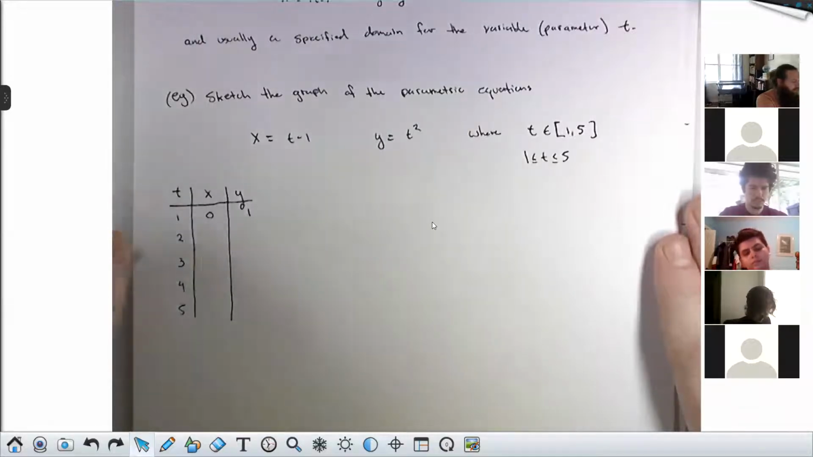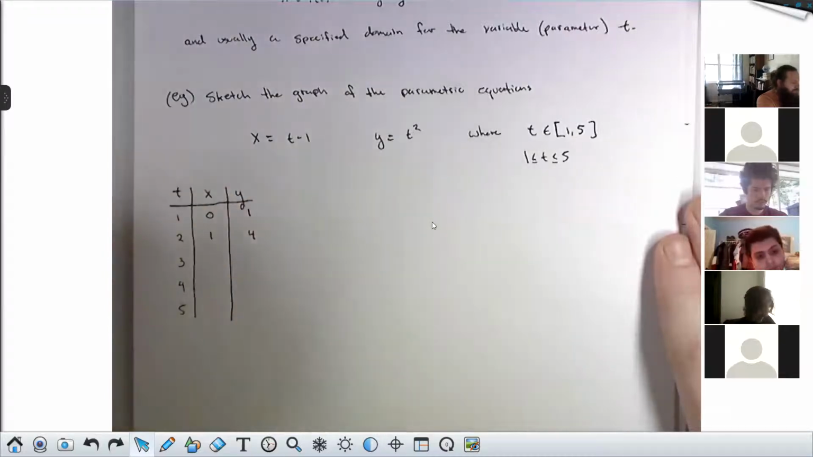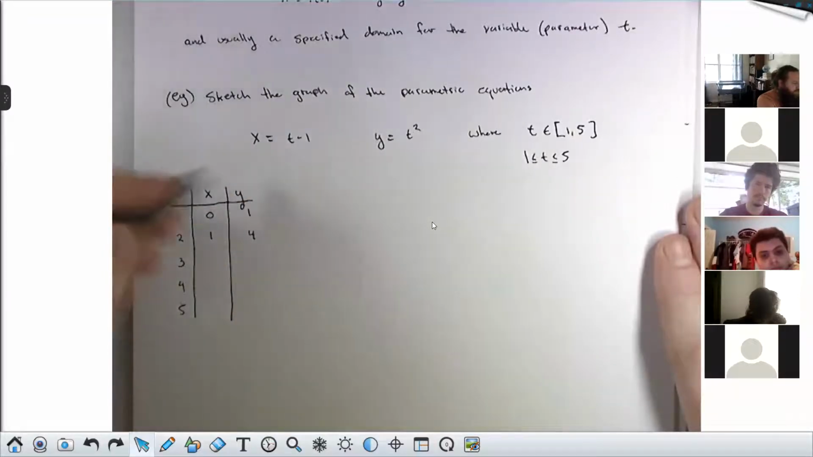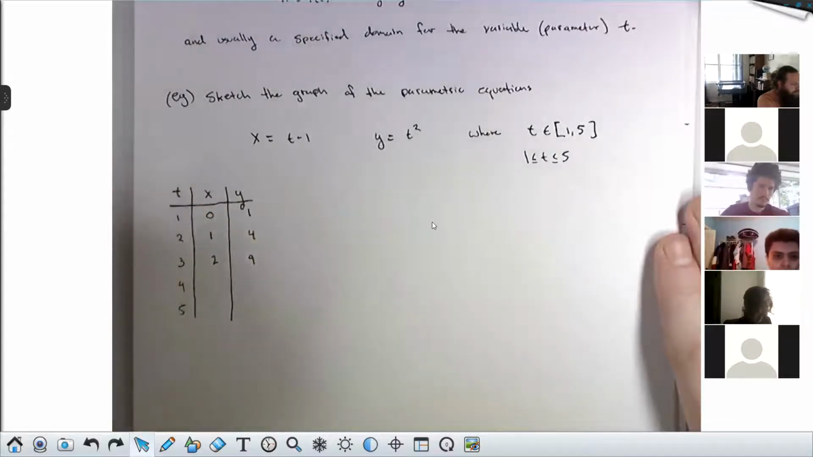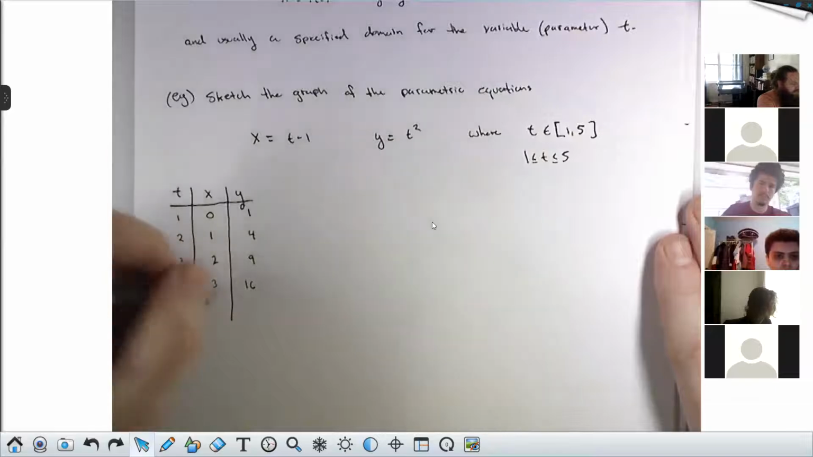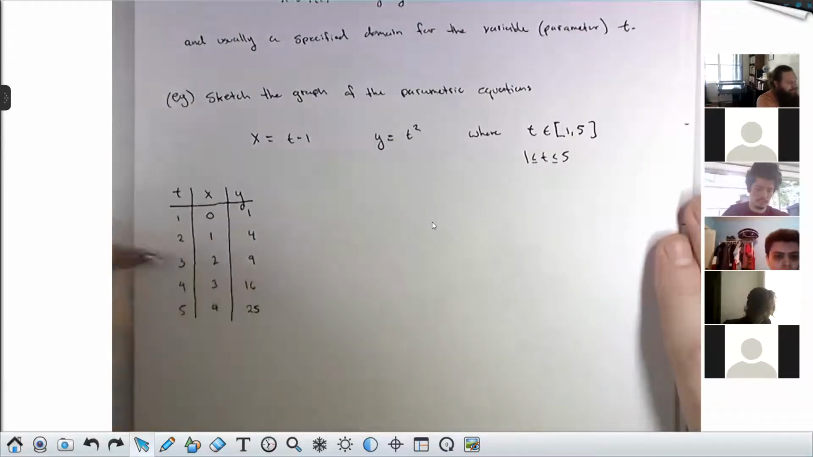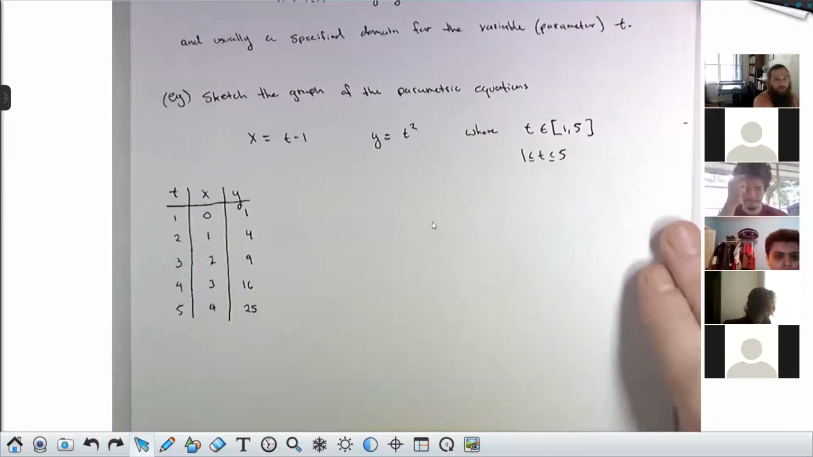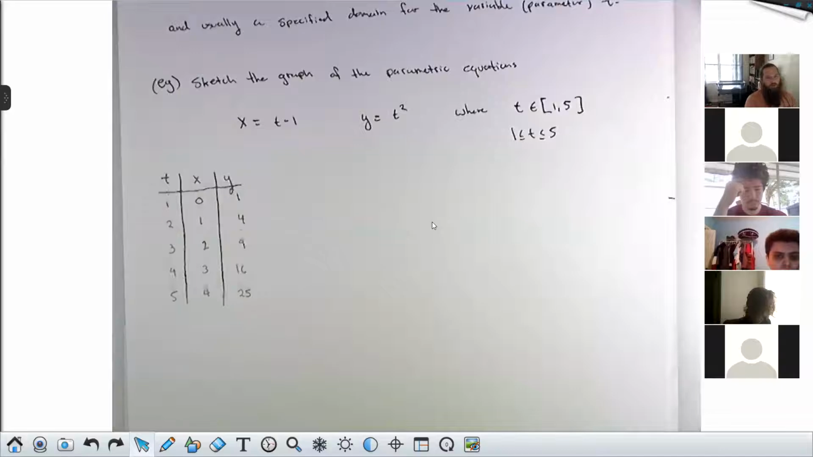I'm going to fill out the rest of this table. When t is 2, x is 2 minus 1, which is 1, and y is 2 squared, which is 4. When t is 3, x is 3 minus 1, which is 2, and y is 3 squared, which is 9. When t is 4, x is 4 minus 1, which is 3, and y is 4 squared, which is 16. And when t is 5, x is 5 minus 1 is 4, and y is 5 squared is 25. So if I don't know anything else and I want to sketch the graph of some parametric equations, I just make a table.